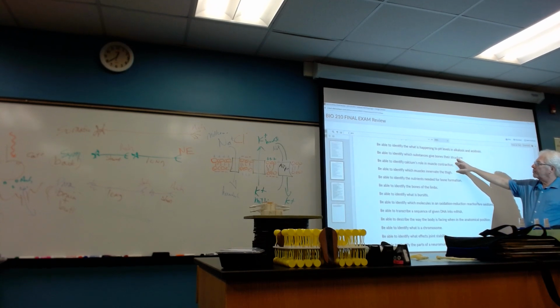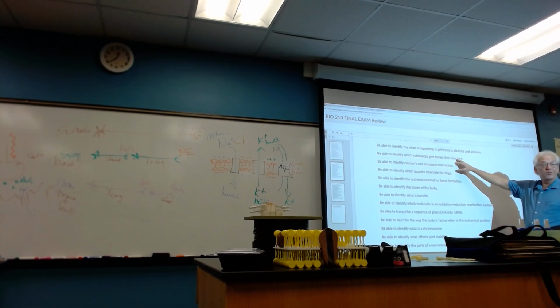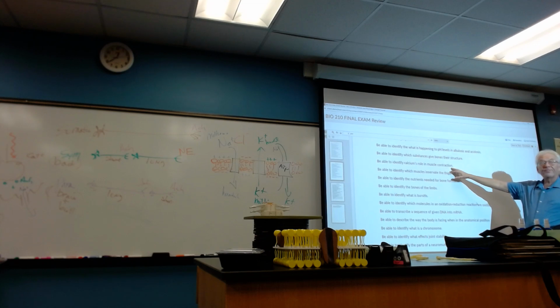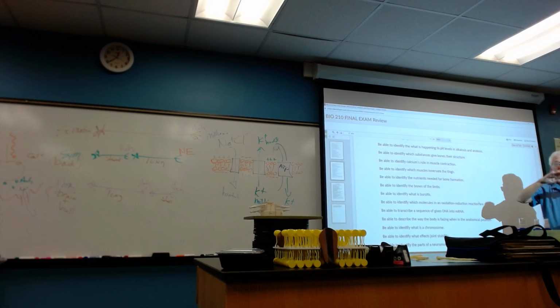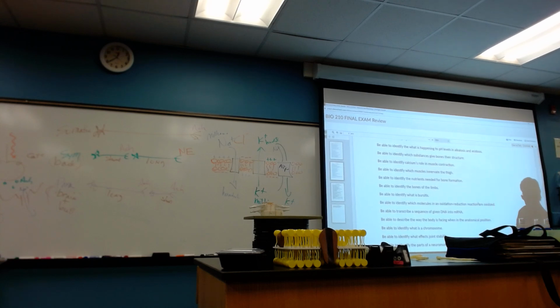Identify which substances give bones their structure. Okay, we have collagen fibers, and then we have the hardening agent called calcium phosphate, also known as hydroxyapatite. Remember, that's the hardening agent. What's calcium's job in muscle contraction, right? Pops the top of the tropomyosin, so it relieves, and now my myosins grab the actins, pull them together.